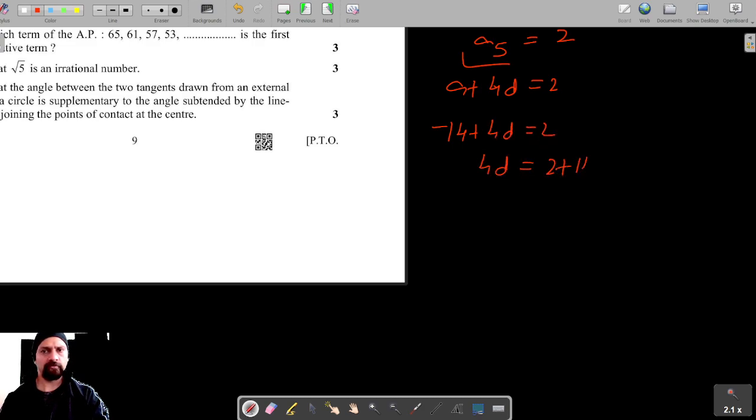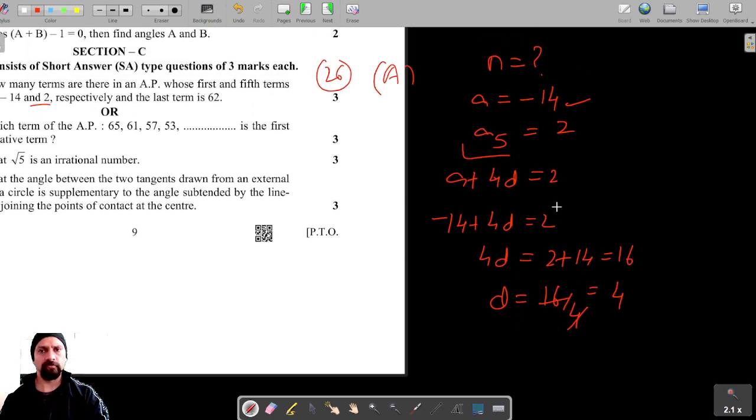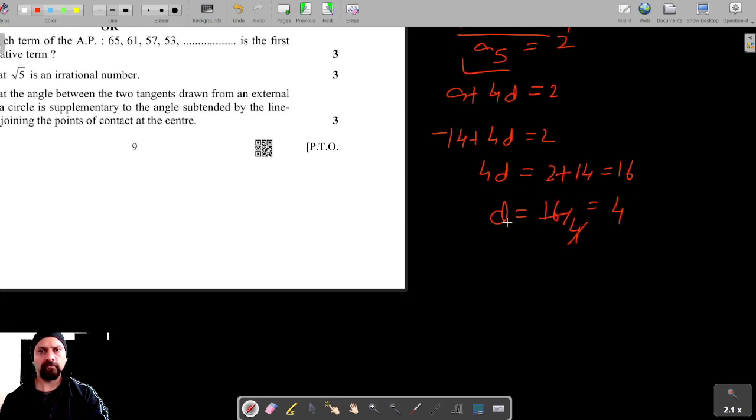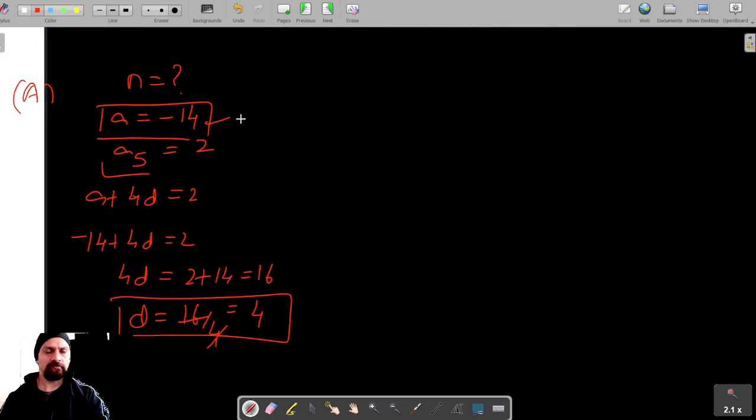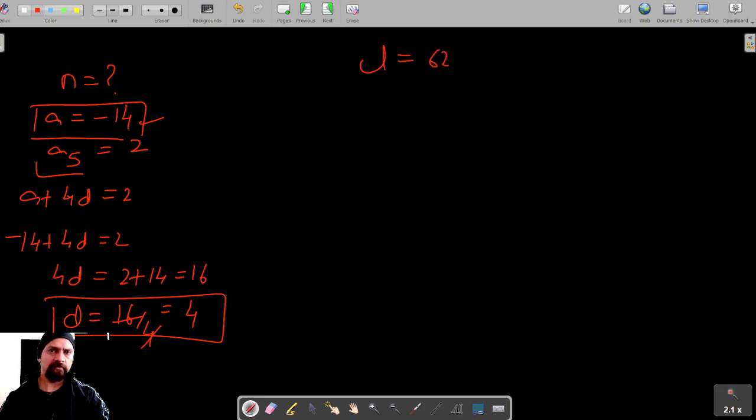4d is equal to 2 plus 14, which is 16, which gives us d is equal to 16 by 4, which is 4. So d is equal to 4 and a is equal to minus 14. Now it's given that the last term is 62. Let's consider this term as the nth term, whose number is not known.